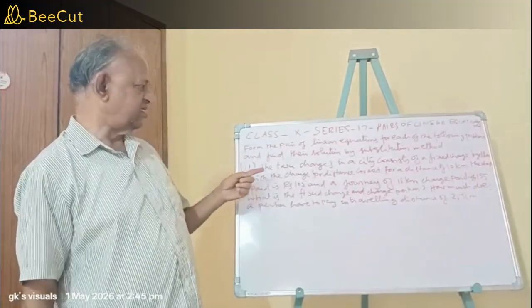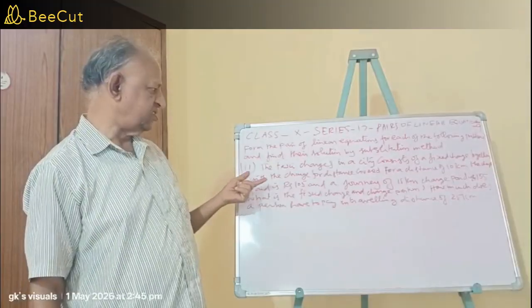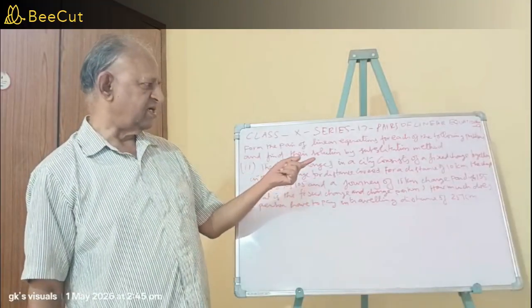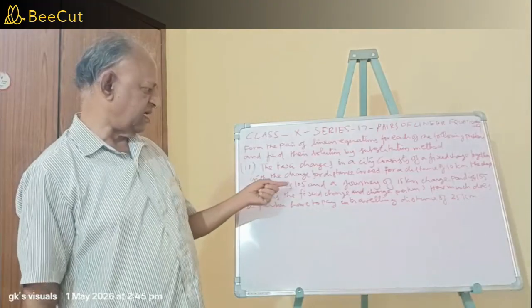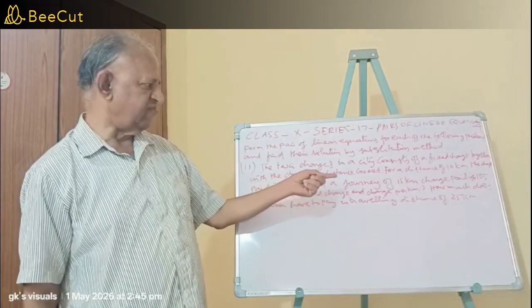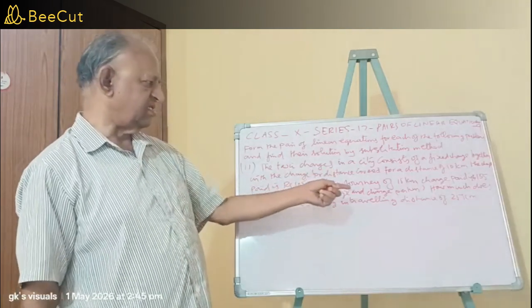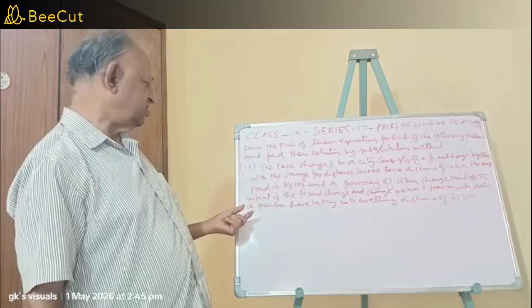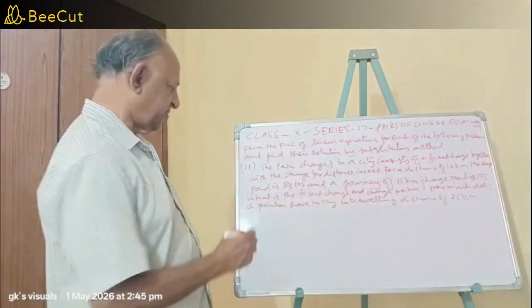Next problem is the taxi charges in a city consist of a fixed charge together with the charge for the distance covered. For a distance of 10 km, the charge paid is 105 rupees, and for a journey of 15 km the charge paid is 155 rupees. What is the fixed charge and the charge per kilometer? How much does a person have to pay for traveling a distance of 25 km?